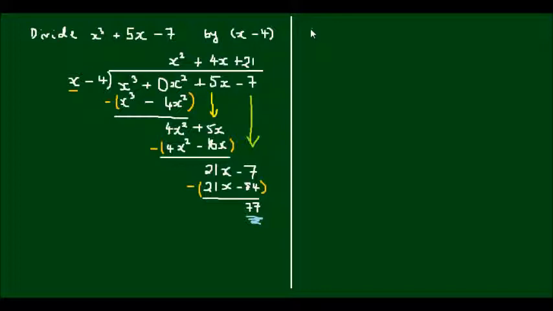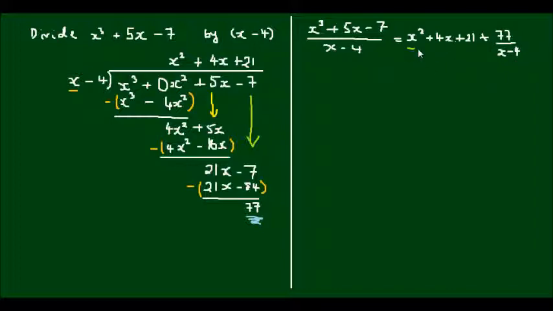So x cubed plus 5x minus 7 divided by x minus 4 is equal to x squared plus 4x plus 21 plus 77 divided by x minus 4.